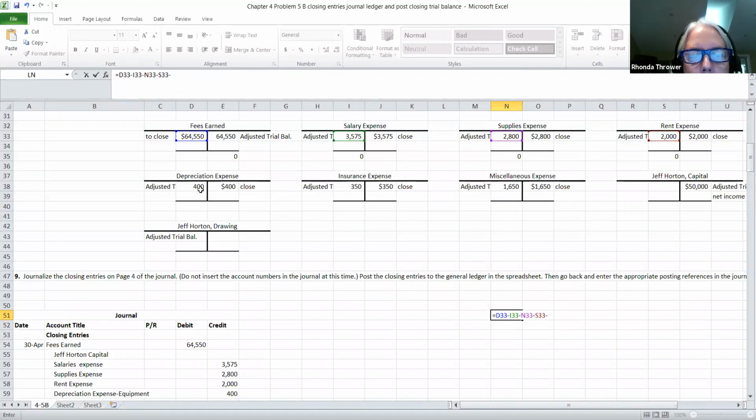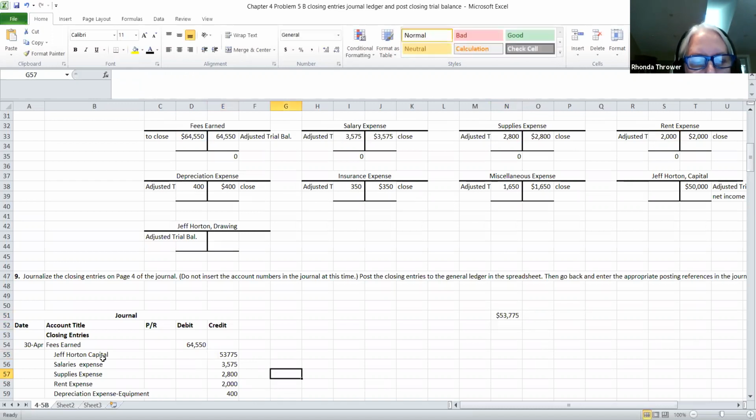And again, this should be on your income statement, so you don't have to do this. But right now, I don't know what the amount of the net income is. So I'm going to see if that's 53,775. Now notice that I'm putting it in where I'm crediting my capital account because my net income will increase my capital account. So this 53,775 needs to go here.